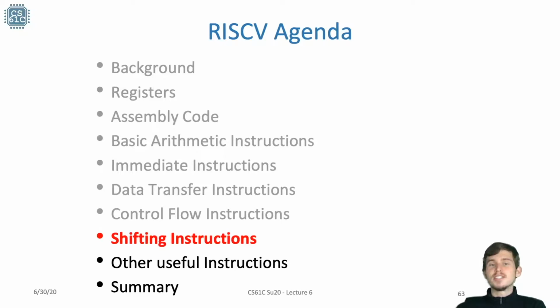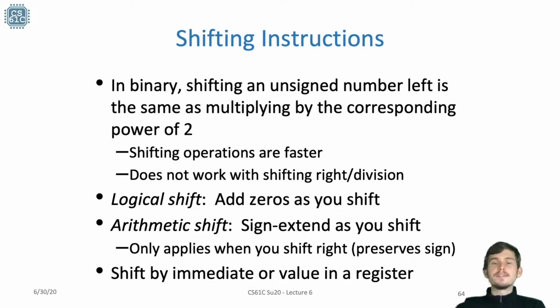Hello everyone, let's get into the next topic of today's lecture, which is about shifting instructions. So shifting is a very useful operation in C, especially if you want to do bit operations. It is also very useful in assembly, and we'll get into why it's useful later on. There are some other nice side effects of shifting.